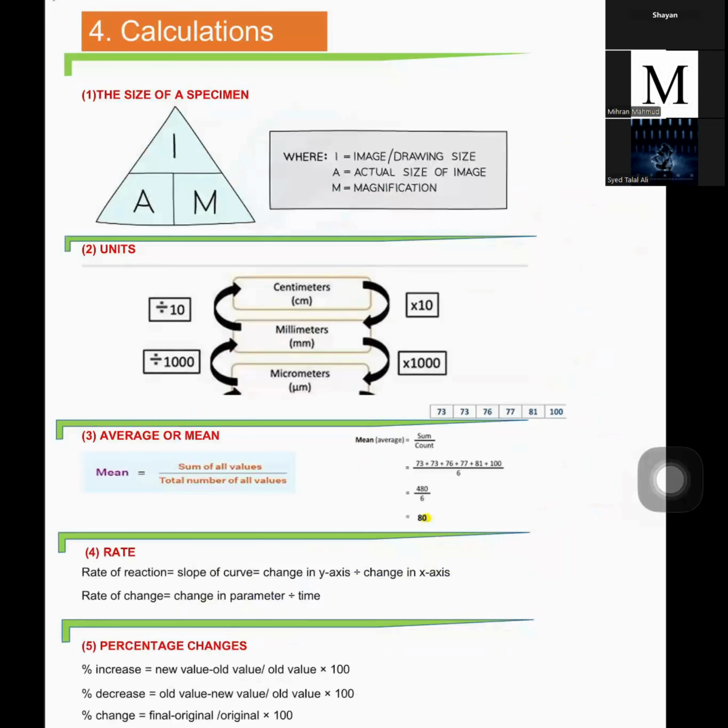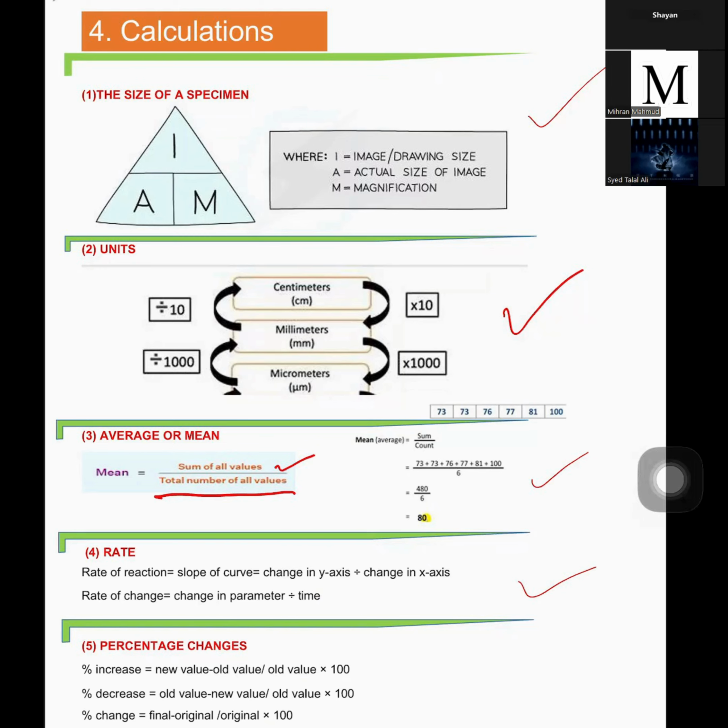Next, some calculations also are needed in the exam. First one is easy. You already know how to get the image size of the specimen, how to convert between units, centimeter to milli, milli to micro. Nano is not mentioned. How to get the mean: you get the sum of all values over the number of all values. Very important. The mean also is mentioned. The rate. There is a difference between rate and percentage change.